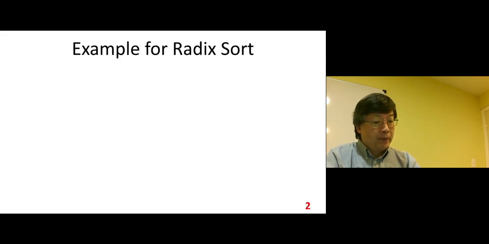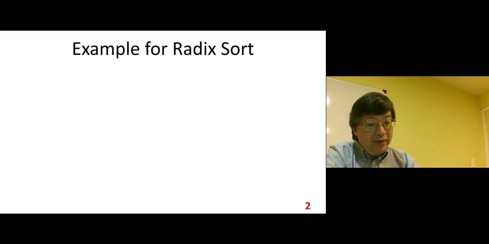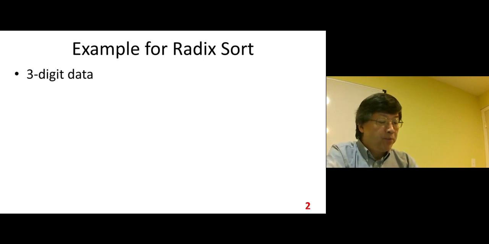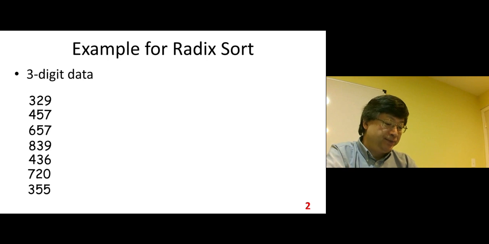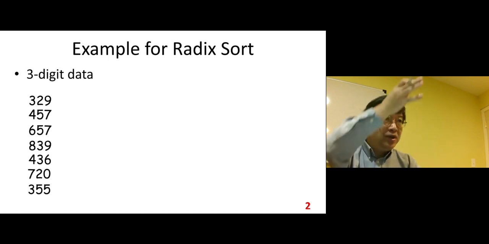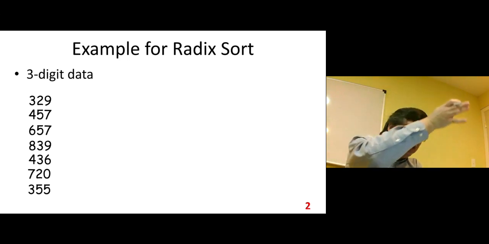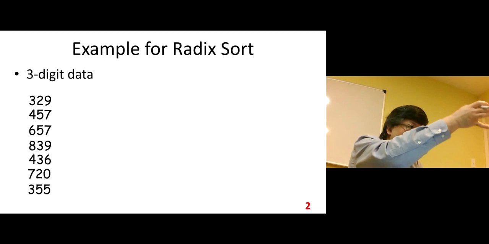Example. Here, let's look at a very simple example. For convenience, we just use 3-digit data, like this. That's the data we have. So we apply the counting sort 3 times, digit by digit, from the least significant digit to the most significant digit.